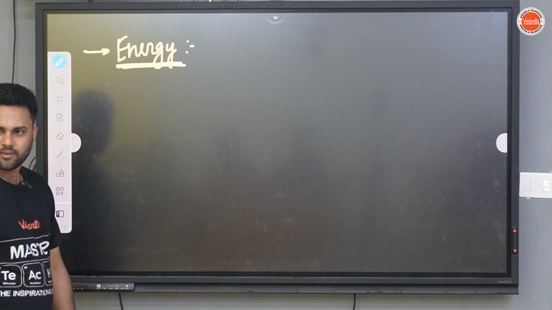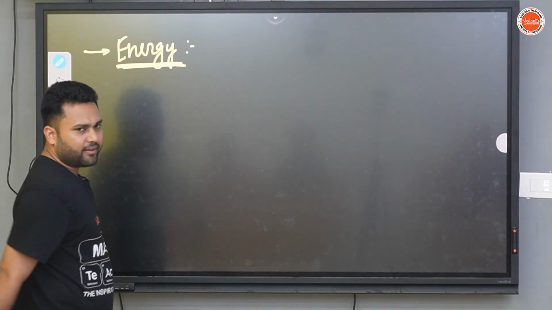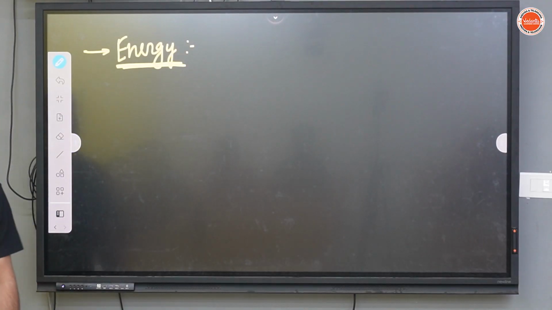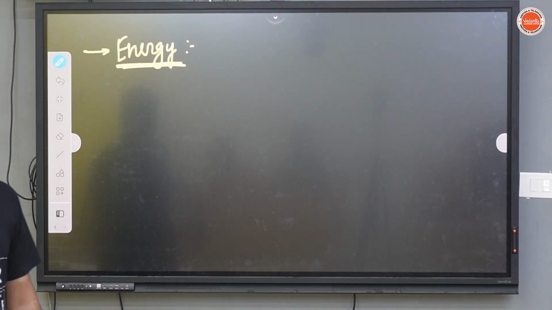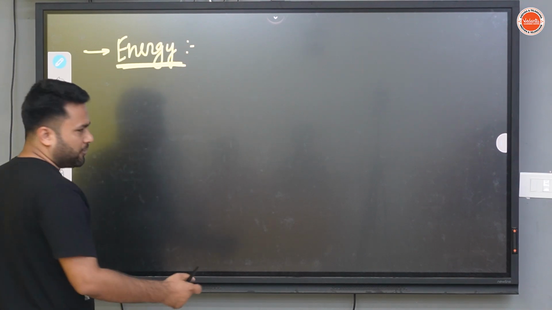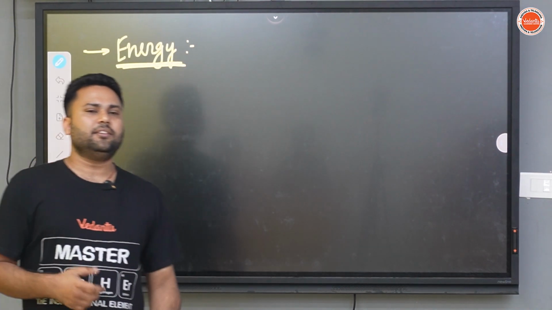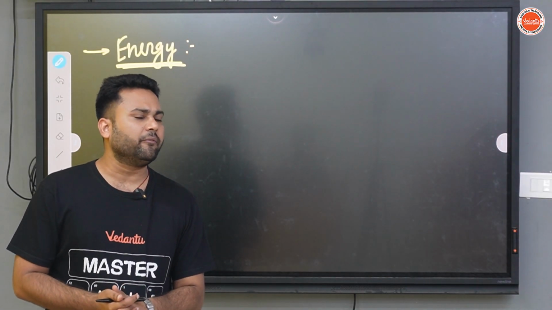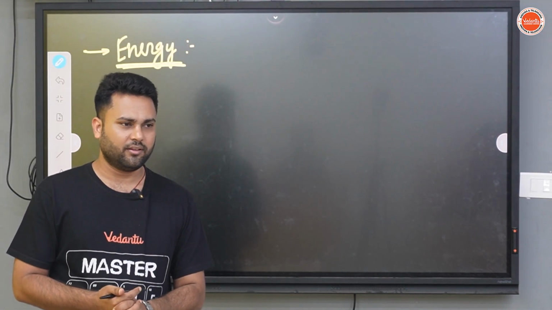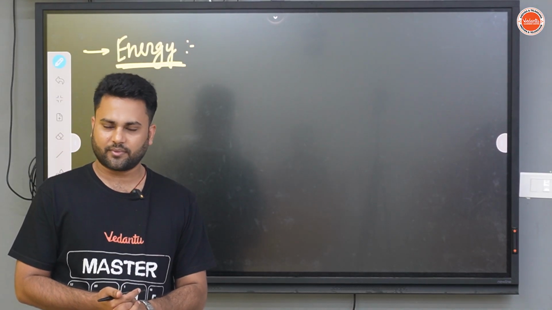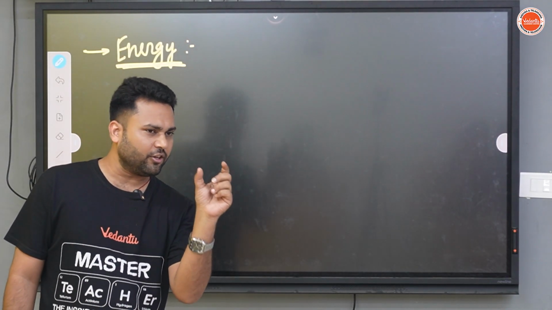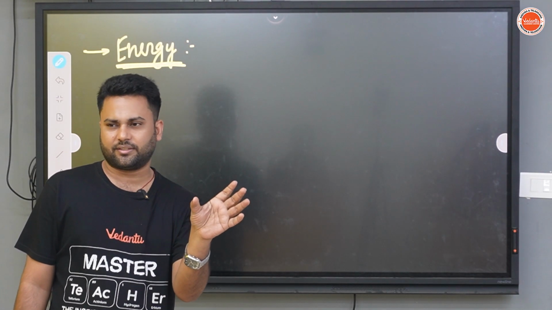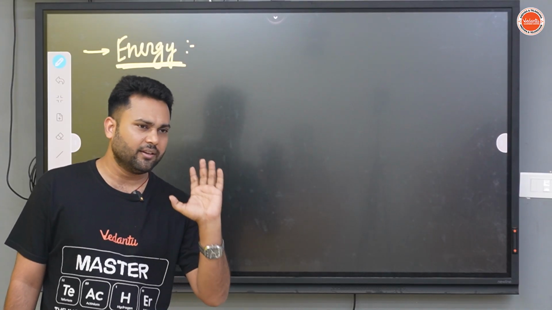Correct? So, half mv square, ML square T minus 2. Is there any formula? Okay, energy, what is the unit of energy? Joule. Okay. What is the unit of work? Joule. So the dimension of energy and the dimension of work will be the same.